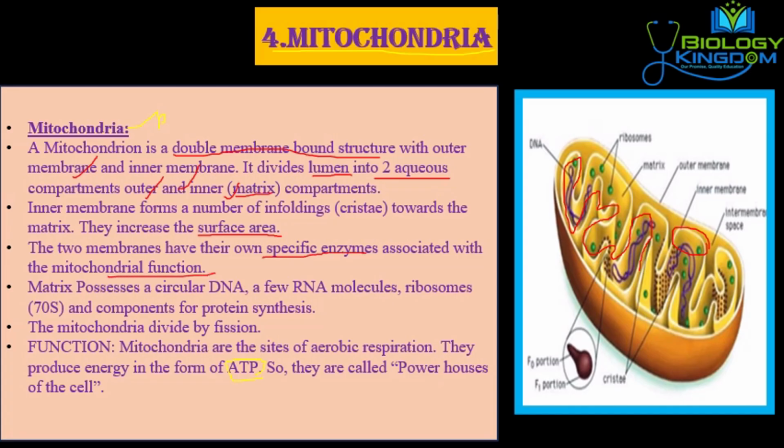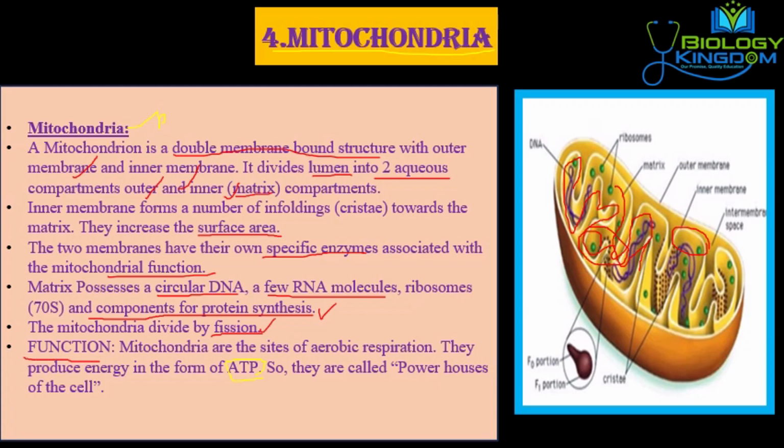So basically the matrix here, this green colored structure, is nothing but the gap present in between the cristae, the foldings. It has another structure called circular DNA enclosed within it, and along with that a few RNA molecules, ribosomes, and certain components which are needed for protein synthesis. The mitochondria generally divide by fission. Fission is nothing but the reproductive process.